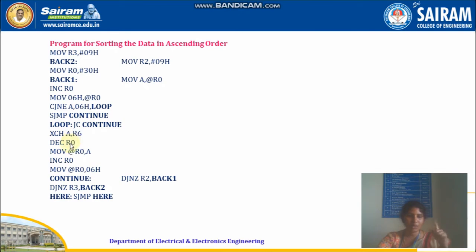Decrement R0. So one comparison is over. So after exchanging, I wanted to put this accumulator data in the 30th location. So you have to decrement that memory location. Later you have to move the content of the accumulator to the 30th location. Now we are going for the next comparison.